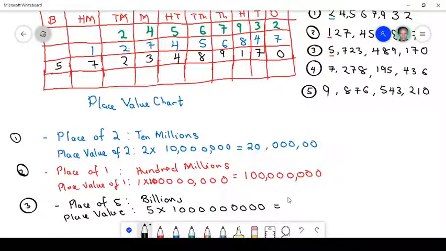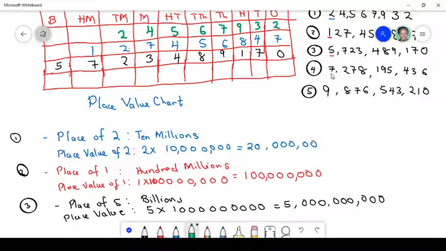So if you multiply, you have 5 billion, 3, 4, 6, 9. So the place value of 5 here is what? 5 billion. 5 what? Billions.